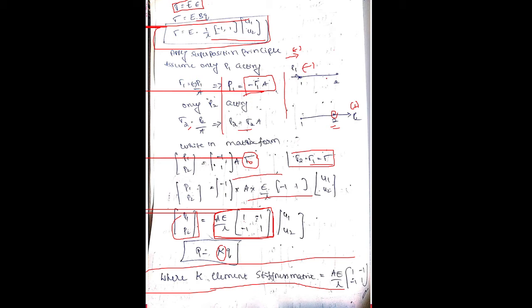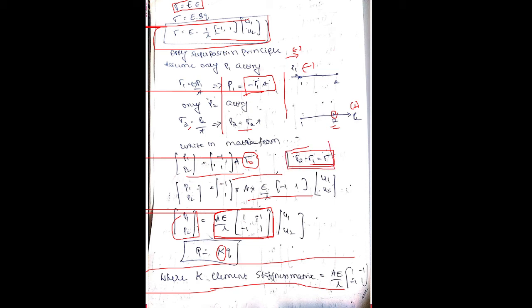Initially P1 is acting, P2 is not acting. In the second case P2 is acting, P1 is not acting. For that, sigma 1 you got as minus P1 by A, minus because of compression, and sigma 2 as P2 by A. Therefore P2 becomes sigma 2 A, and P1 becomes minus sigma 1 A. Again these two I can express in matrix form, but here in place of sigma 1 and sigma 2 I can call it just sigma, because both are of the same magnitude.